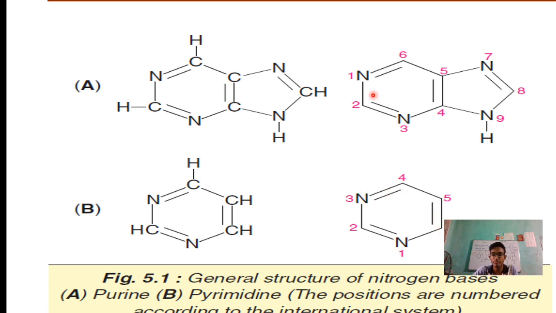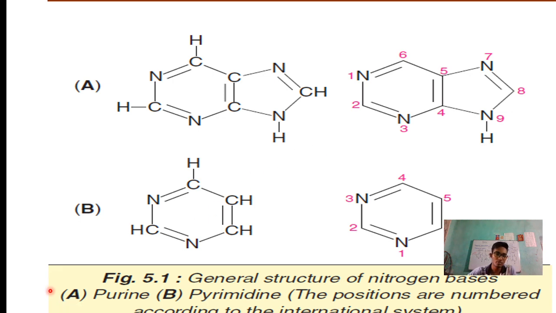In the case of purine, the structure also contains a heterocyclic ring, and it is numbered in an anti-clockwise direction, but the pyrimidine is numbered clockwise. So here is the difference in the structures, and this rule is accepted at the international level.